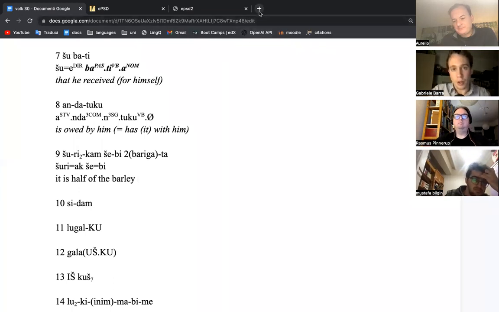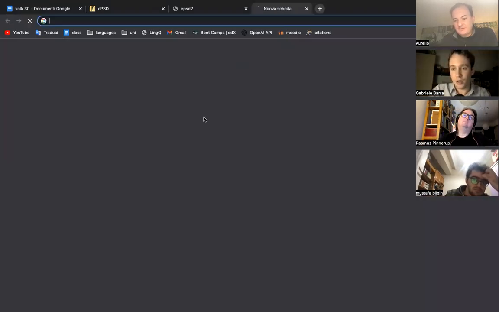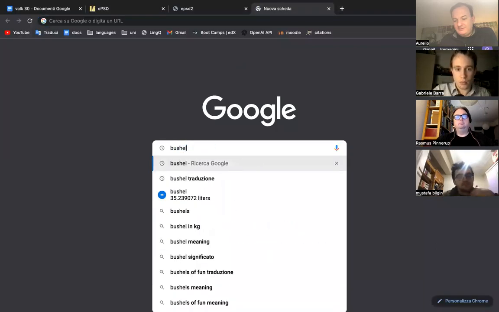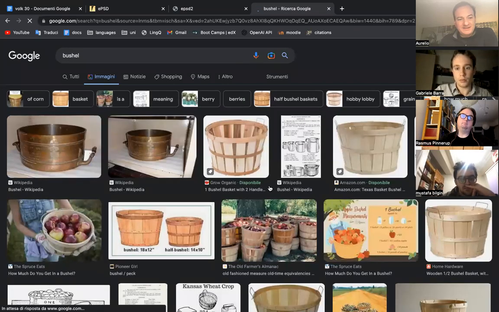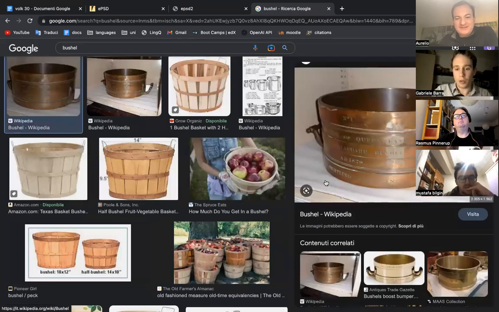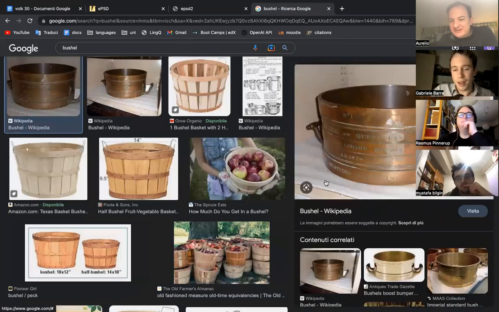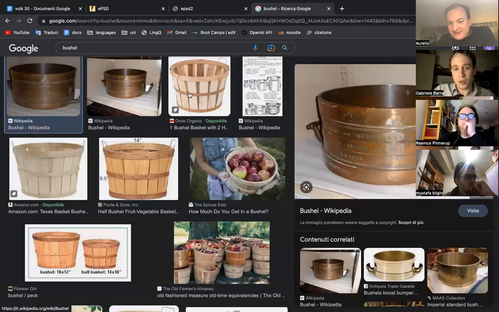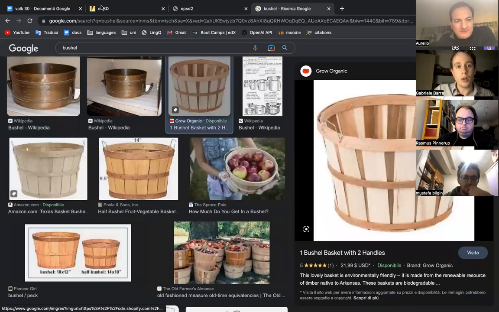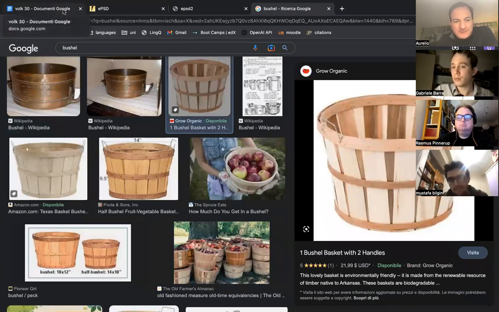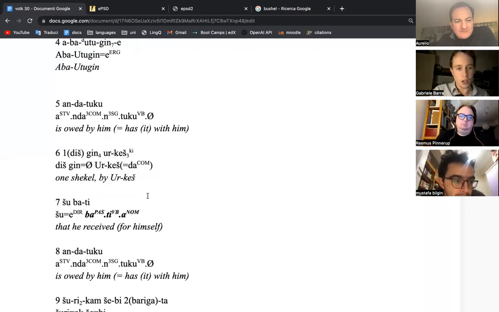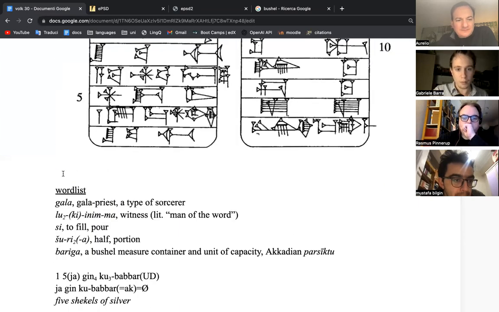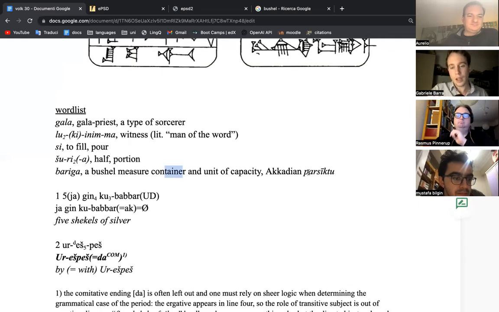Are you guys familiar with what a bushel is, or should I just explain? Yeah, this is a bushel. For some reason, I have it as bushel actually, but with a U. Oh well, bushel, yeah. That's one of those weird pronunciations, but yeah. So you would probably use this to weigh out grain and stuff. So we could call them bushel units. Oh, I actually included it, I forgot. Yeah, bariga, bushel measure, container, and it gets loaned to Akkadian as persiktu.